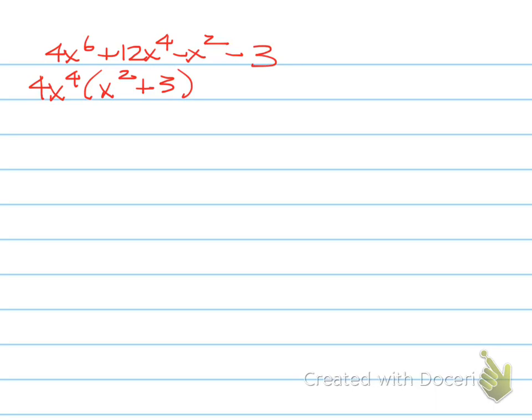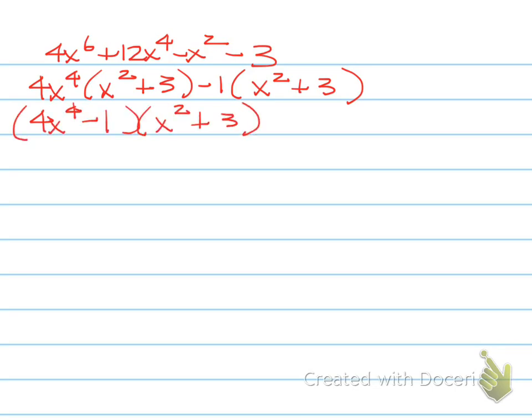And then the second, the third, and the 4th term, I can factor out a -1. And in the parentheses, I have the same thing that's in the first set of parentheses. That's what we wanted. So both of these 2 terms now have a common factor of x squared plus 3 that I can factor out from those 2 terms. When I factor out the x squared plus 3, I'm left with 4x to the 4th power minus 1.